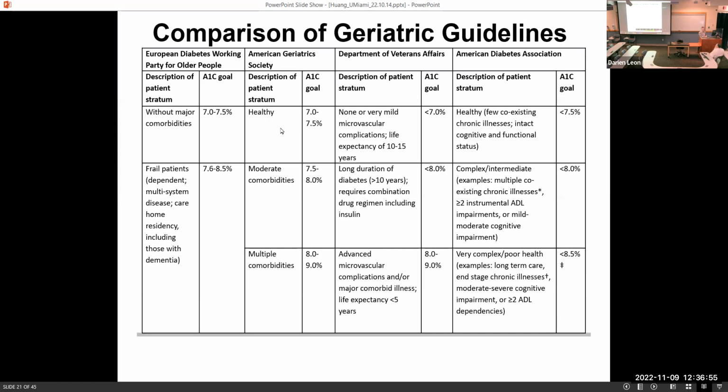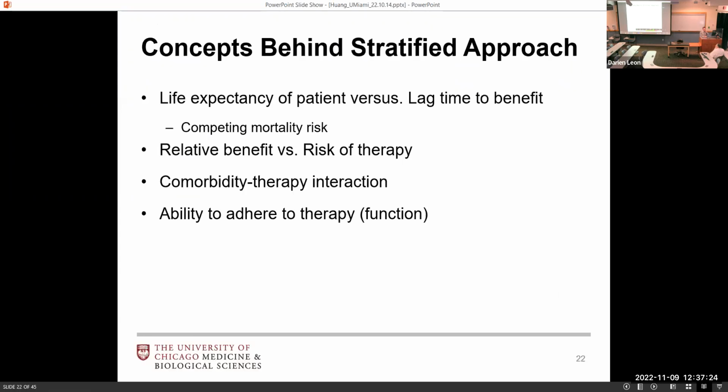But the American Geriatric Society has this very narrow landing pad where the patient's A1C has to land within this narrow 0.5% range. And the Endocrine Society recently has also come out with guidelines with landing pads, but only if you're on specific high-risk medications such as insulin and sulfonylureas. Otherwise, there is no landing pad. So the diversity in these guidelines basically tells you that there is still considerable uncertainty around how to manage the older person with diabetes.